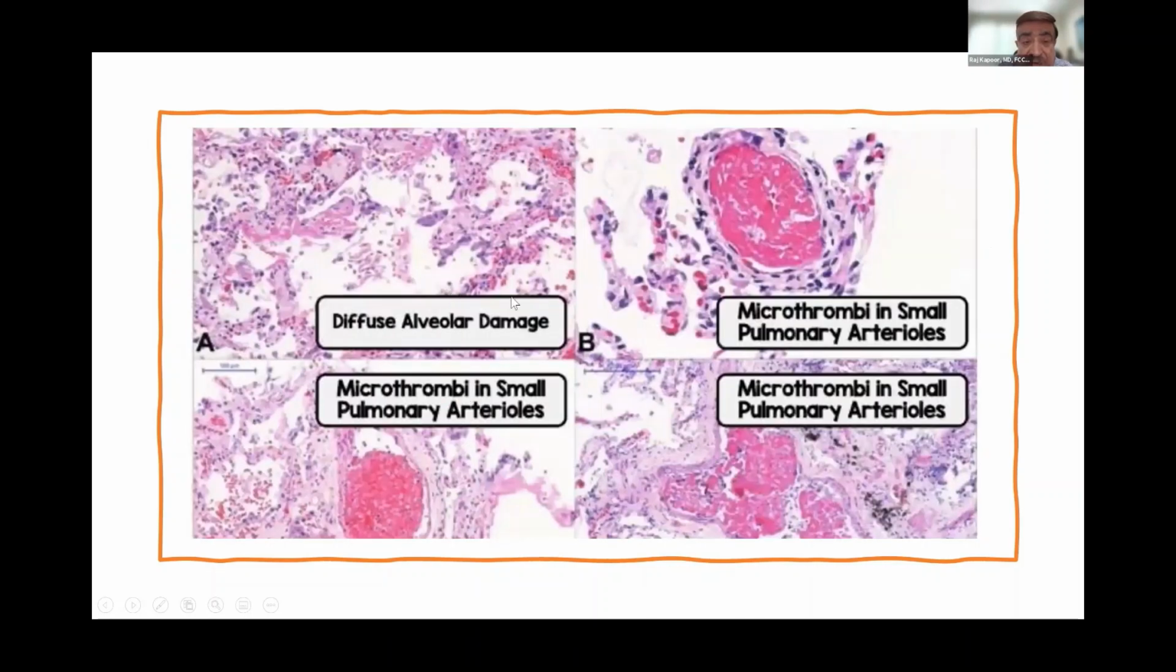So there's diffuse alveolar damage. There's microthrombi in the small pulmonary arterioles, you can see here and here. And there is all inflammation in the alveolar epithelium involving the alveolar type 2 cells as well as type 1.